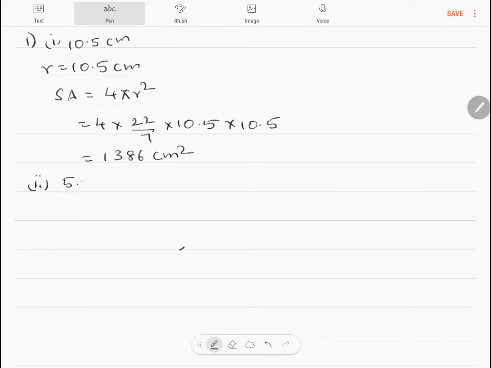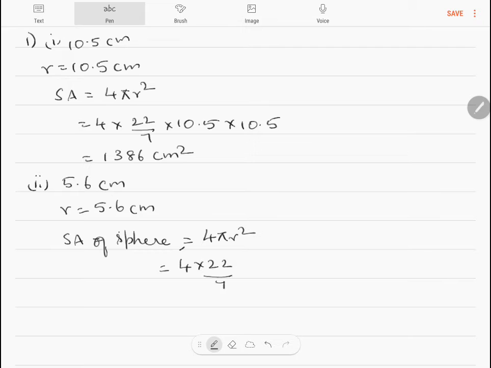Number 2, 5.6 centimeter. So r is given to be 5.6 centimeters. Surface area of the sphere: first we have to write down the formula 4 pi r square. Next, substituting the values in the formula, it is 5.6 into 5.6, which is equal to 394.24 centimeter square.